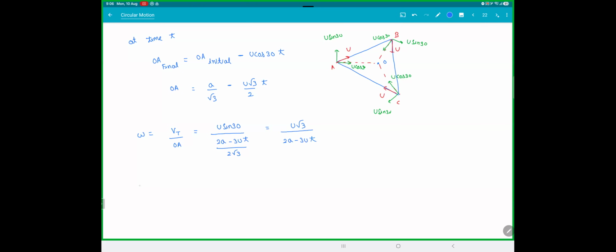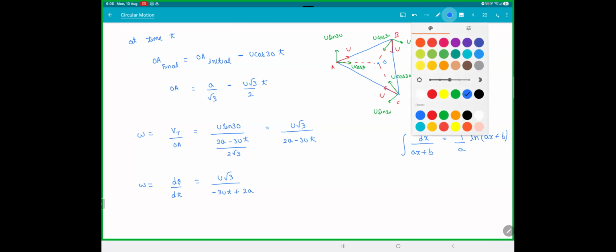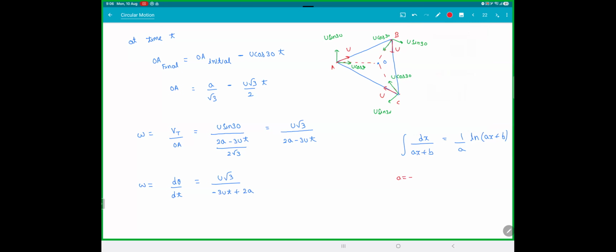So, but what is omega? Omega is nothing but d theta by dt. And that is u√3 by 2a minus 3ut. In case you forgot, the integral of dx by ax plus b is given by 1 by a ln(ax plus b). So in this integration, we can clearly see in place of a we have minus 3u and in place of b we have 2a.